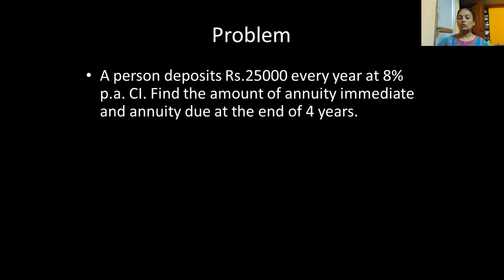A person deposits rupees 25,000 every year. Here P is equal to 25,000 at 8% per annum compound interest. So I is equal to 8%, that is 0.08. Find the amount, annuity immediate, that was the earlier formula, and annuity due at the end of 4 years, that is the formula we are using now. So here both the formulas are asked. You have to solve in 2 stages. Both the formulas should be utilized.